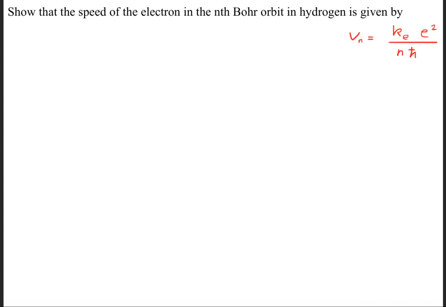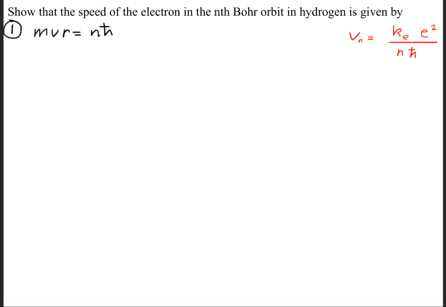Show that the speed of the electron in the nth Bohr orbit in hydrogen is given by v_n equals k_e times e squared divided by n times h bar. Well, the first thing we're going to do is quantize angular momentum.